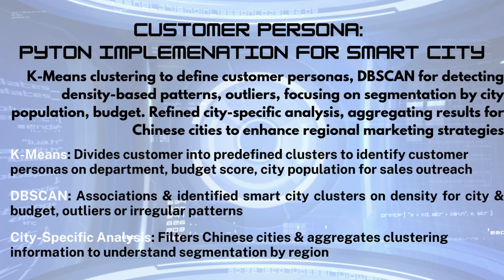You need some features. Some of the things we used were department, budget score, and city population for sales outreach to the different customers that we contacted. And then DBSCAN is used for associations and identifying smart city clusters based on density for city and budgets. You can also use it for outliers or irregular patterns, and this gives us opportunity. What we did is city-specific analysis. We filtered the clustering from aggregation to understand the cities by region and the personas that were in those different cities. So that's basically how that one works.